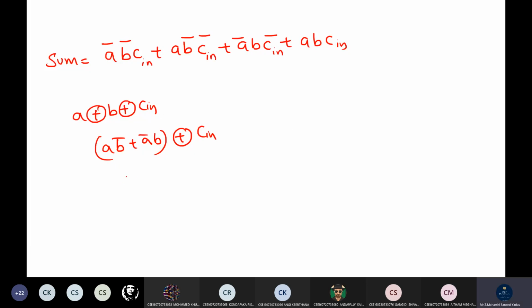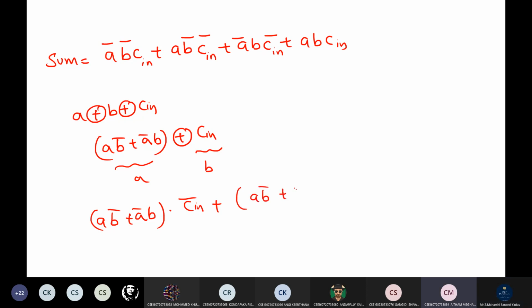So how should I expand this one now? A B bar plus A bar B whole bar into C in, plus A B bar plus A bar B into C in bar. So this is A B bar C in bar plus A bar B C in bar. You need to elaborate this one so that finally you'll get this answer. Or else let me do it.